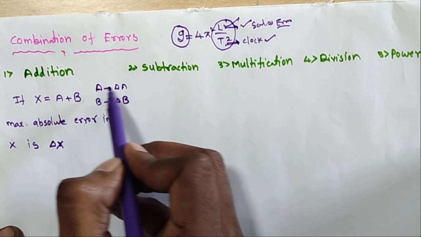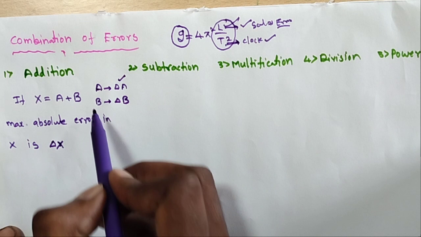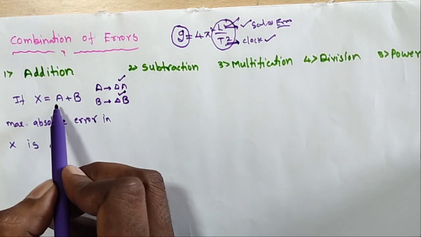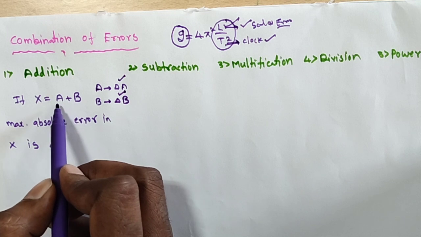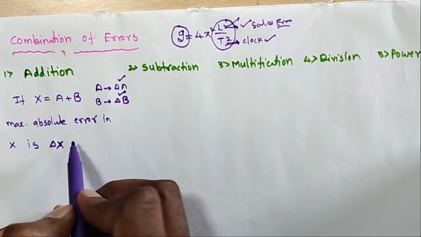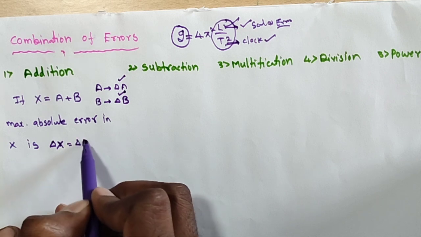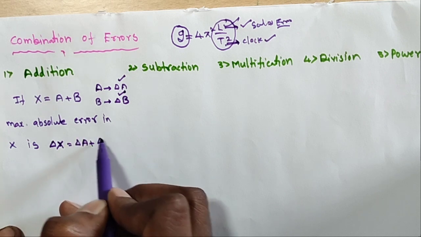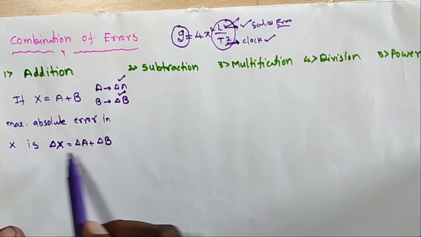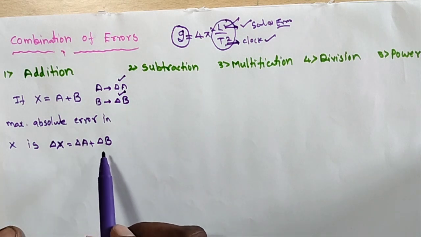A is having error delta A and B is having error delta B. So A, what is the error? Delta A. B, what is the error? Delta B. So if X is equal to A plus B, two physical quantities are added. What is the error? Delta X is equal to delta A plus delta B. This is the formula.